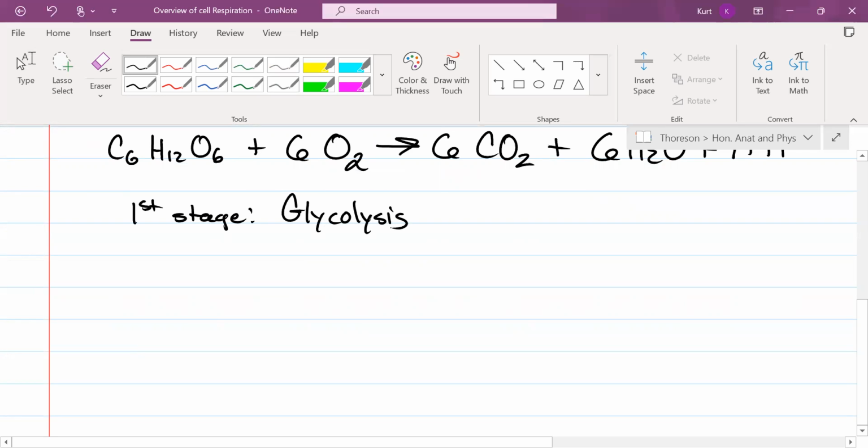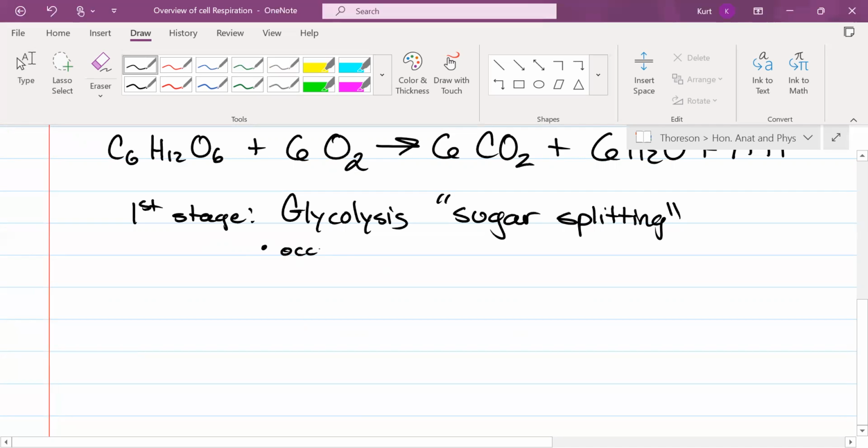Now, glycolysis literally means sugar splitting. Glyco means sugar, like glycogen, glucose, glycology. Sugar splitting. Lysis means to split. So you're basically splitting sugar in half. You're metabolizing it. You're breaking it down.